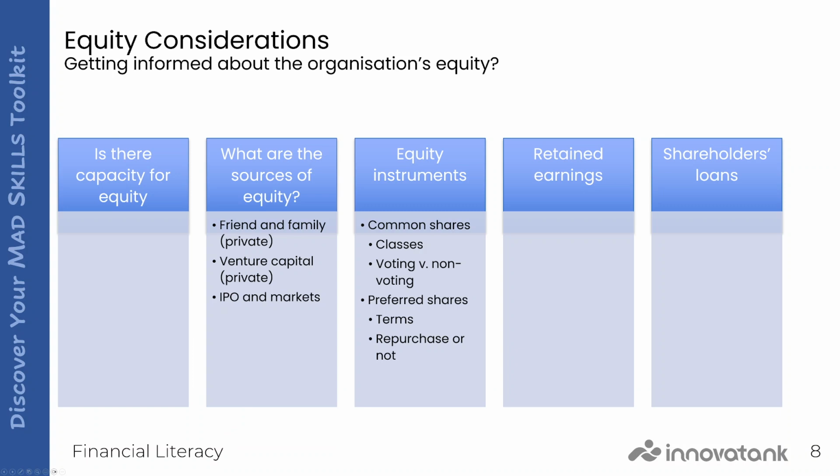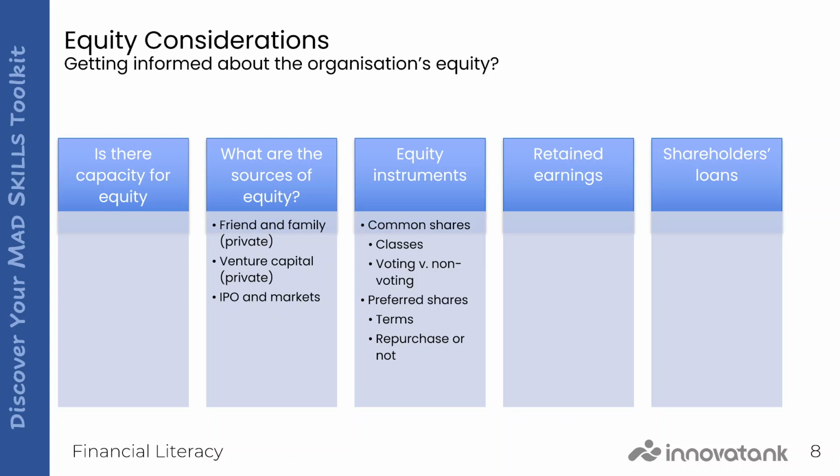Equity considerations: is there capacity for equity? Is there room to make some more? And again, you have to think about this also in terms of the sources of equity that you have. Early on, quite often that's friends and family, so that's private. You can have private venture capital, and then things like IPOs and marketplaces. Remember, IPOs are expensive. And I think, again, when students do this, that's one of the things they forget about: the cost of going forward and actually having an IPO.